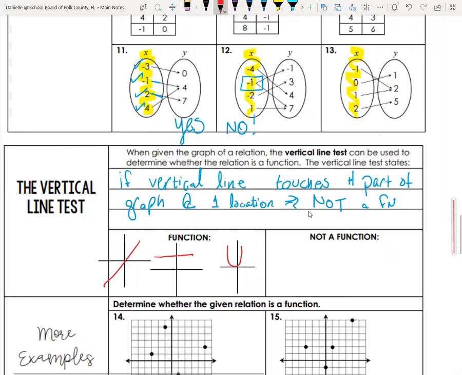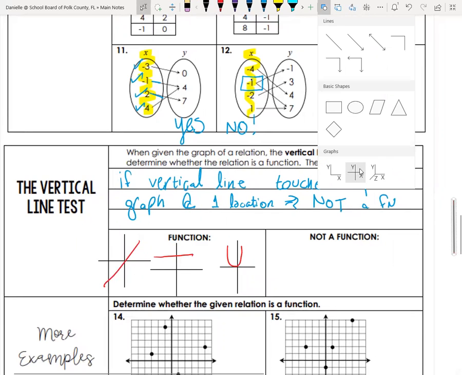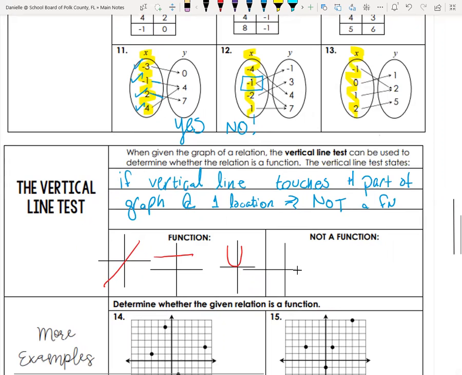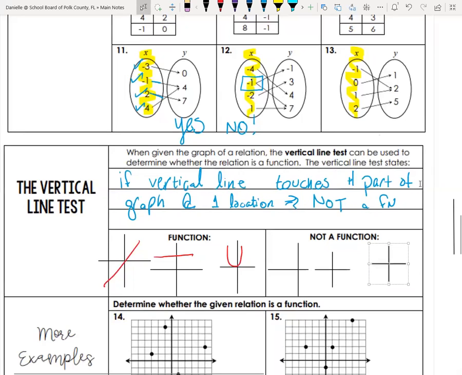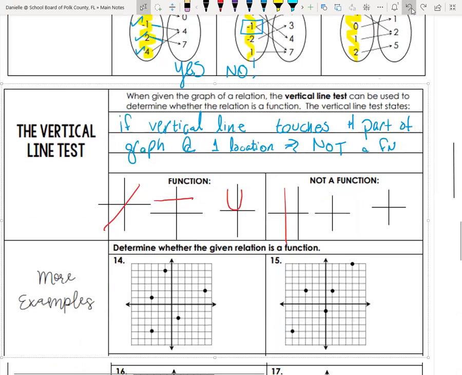So let's do the opposite, and let's figure out some bad graphs. I can think of at least 3. And one of them would be a vertical line, straight up and down. Another example would be like a circle. A circle. Or we could do a sideways parabola.